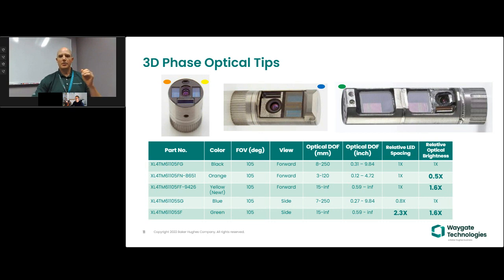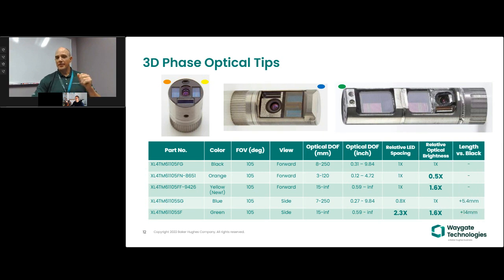And with the green tip, we're combining that larger LED spacing with the larger aperture, higher brightness level. And additionally, the LEDs in that green tip are larger and give us a little more output capability. So you put all those factors together, and it really makes that green tip a lot more capable, especially when trying to measure far away.